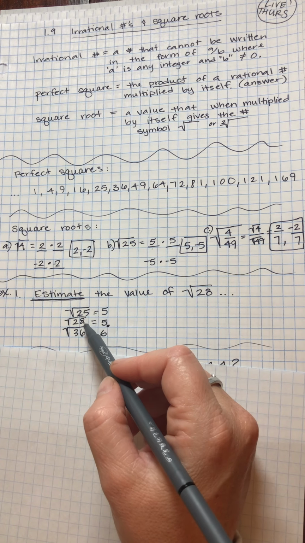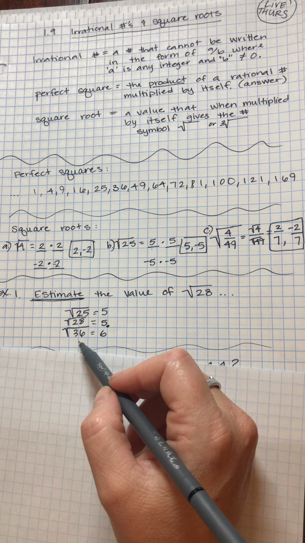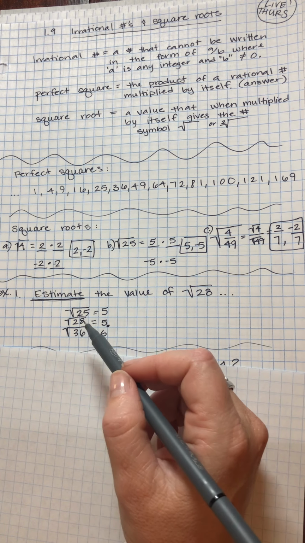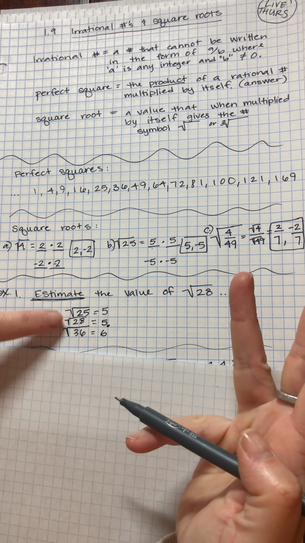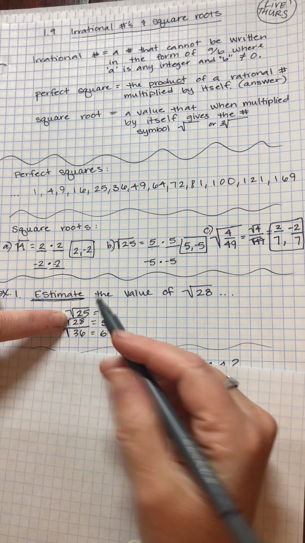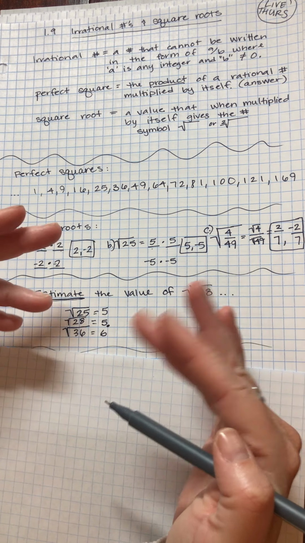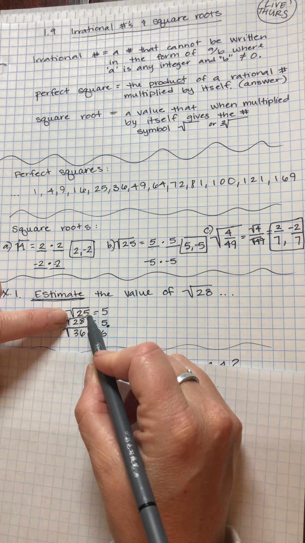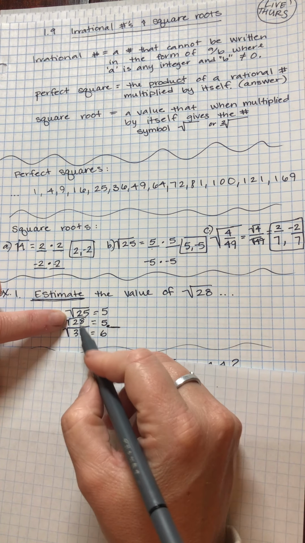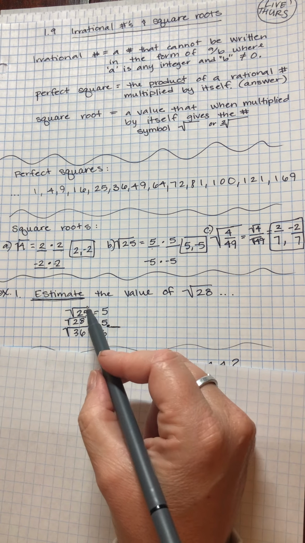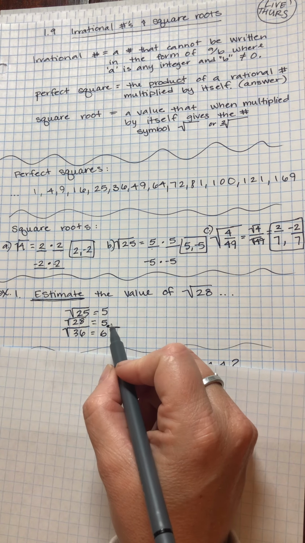So we need to decide, is 28 closer to 25 or is it closer to 36? So, you know, shoot, use your fingers, right? 25, 26, 27, 28. It's 3 away from 25. Now, if I count from 28 to 36, that's 8. So it's way closer to 25. How are we going to represent that with a decimal? If it's much closer to 25, much closer to the 5 than it is the 6.